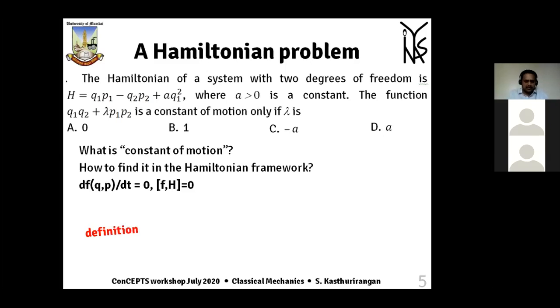So you can either go by definition. The definition of the Poisson bracket is derivative of F with respect to coordinate multiplied by derivative of H with respect to momentum, minus the cross term, derivative of F with respect to momentum multiplied by derivative of H with respect to coordinate. If you do that and solve term by term, you end up with the final result, which is minus 2 lambda a q1 p2, something of this kind.